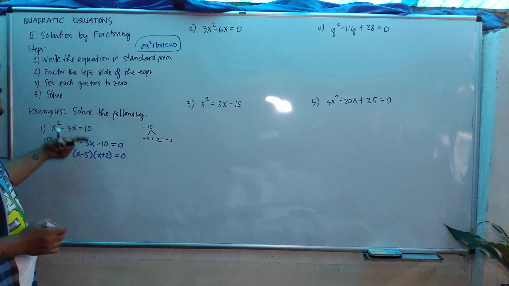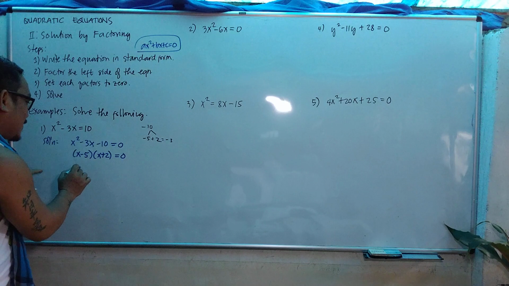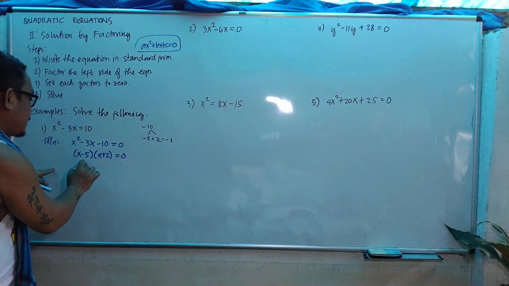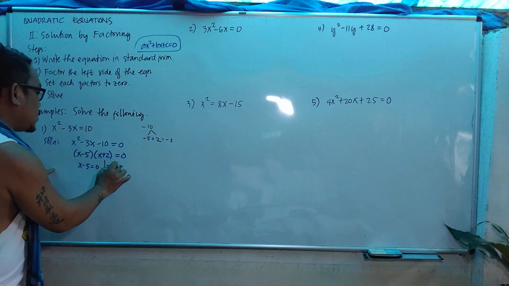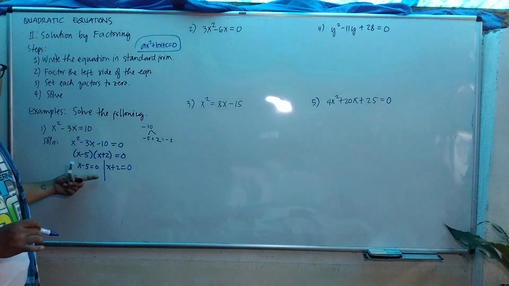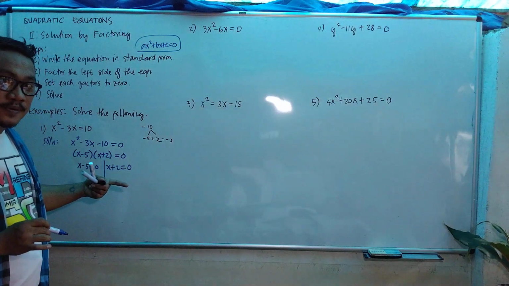Next, set each factor to 0. x minus 5 is equal to 0, then x plus 2 is equal to 0. So we have set each factor to 0, class.